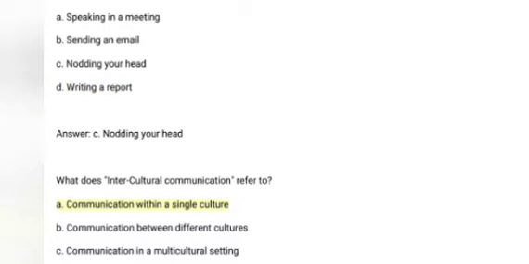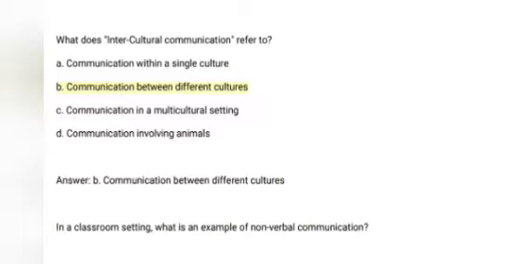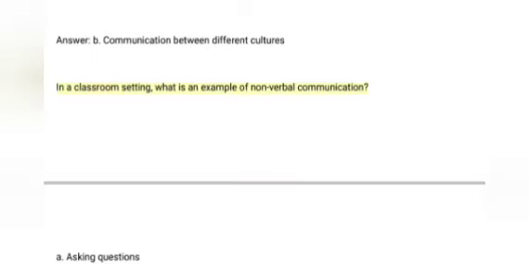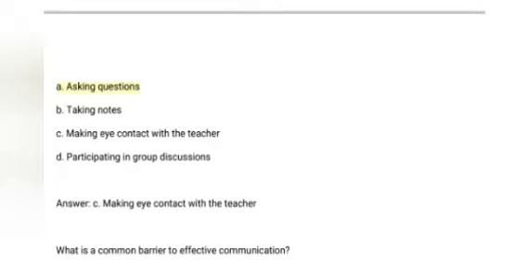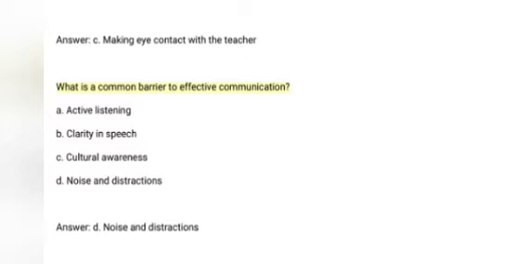What does intercultural communication refer to? A. Communication within a single culture. B. Communication between different cultures. C. Communication in a multicultural setting. D. Communication involving animals. Answer: B, communication between different cultures. In a classroom setting, what is an example of nonverbal communication? A. Asking questions. B. Taking notes. C. Making eye contact with the teacher. D. Participating in group discussions. Answer: C, making eye contact with the teacher.